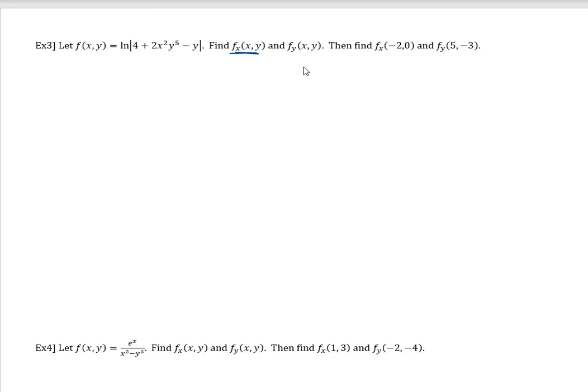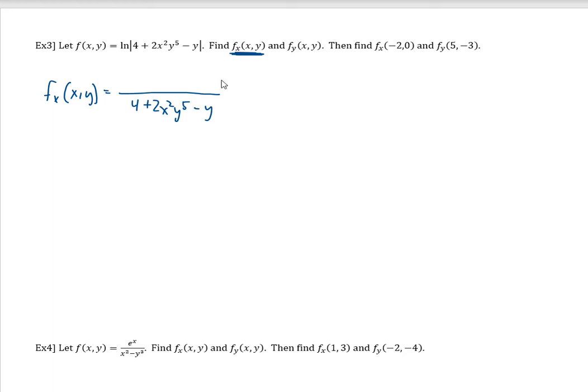Let's break this down. So I'm going to do my blue with the partial derivative of f with respect to x. Alright, so I've got a log function here. The way that I usually do log functions, I'm going to keep it the same way. A log function derivative in words is to put the whole argument down below. So 4 plus 2x squared y to the fifth minus y, just like that.